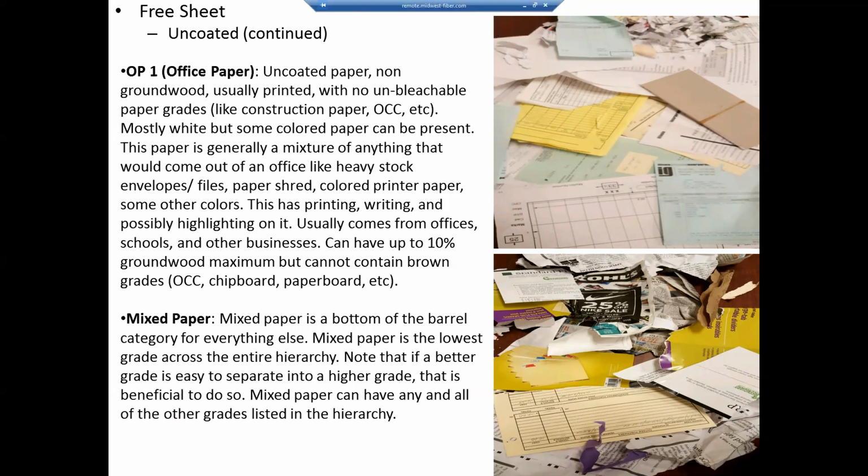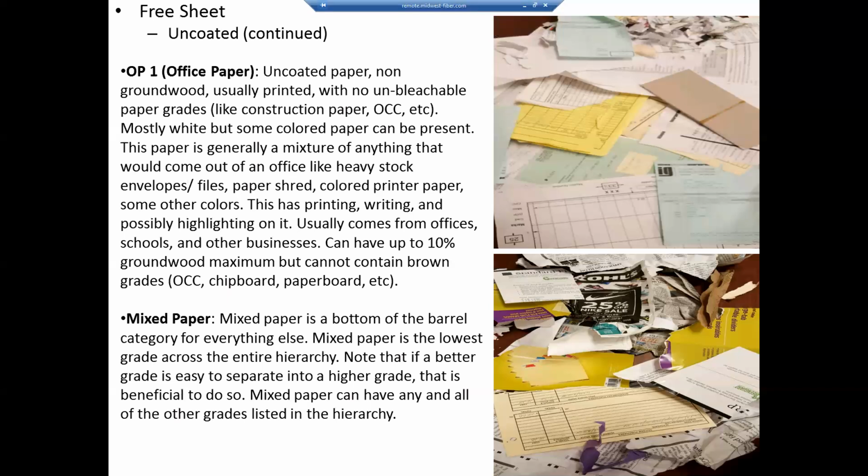Things you are likely to find in OP are generally anything that can come from an office setting like manila envelopes, file folders, paper shred, printer and copier papers, Post-it notes, and legal pad paper. Generally, this grade can accept limited groundwood containing papers. Groundwood-containing papers you may see come from an office would be newspapers, magazines, OCC, and chipboard.